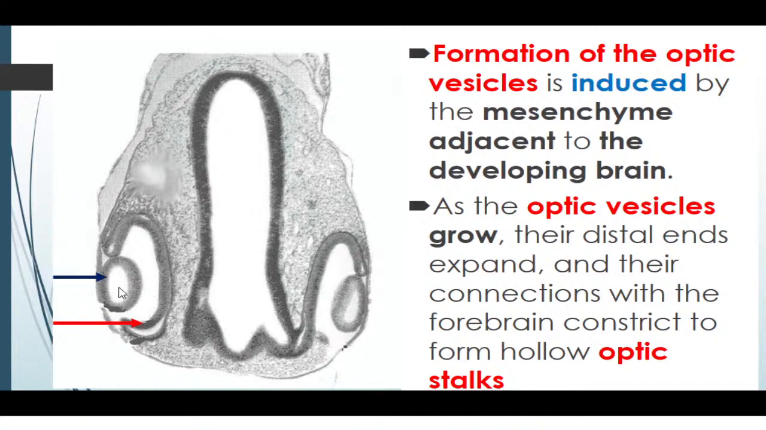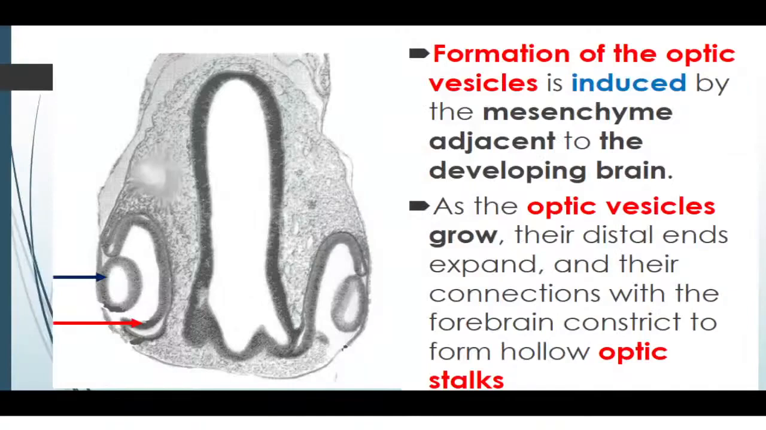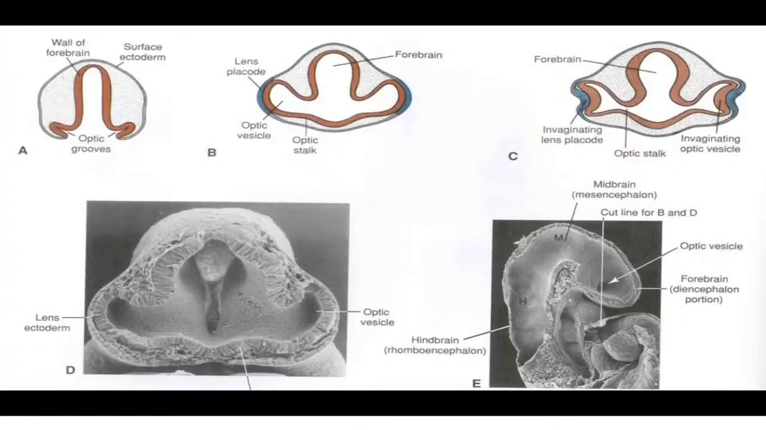And the lens placode invaginates inside. The lens placode is surface ectoderm. The optic vesicle and optic cup are neural ectoderm. Between surface ectoderm and neural ectoderm there is mesenchyme, which has migrated between these two types of layers.